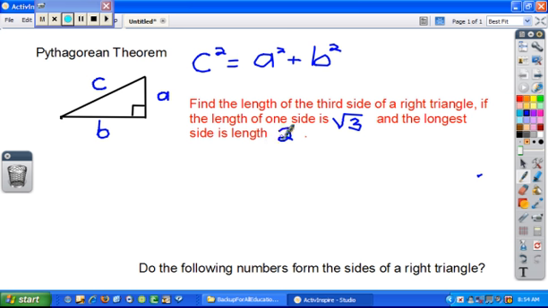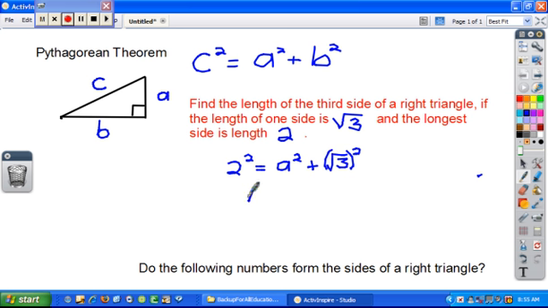Now I have to tell you that the longest side is length 2, because if I don't tell you that 2 is the longest side, we don't know whether 2 should be C or whether the number I'm trying to find will be my C, and that'll make a difference in my final answer. But since 2 is the longest side, I put 2 in for C, so I get 2 squared equals, and then on the other side, let's just let A squared be the one we're looking for, and root 3 can be B squared. And again, that one doesn't matter quite so much.